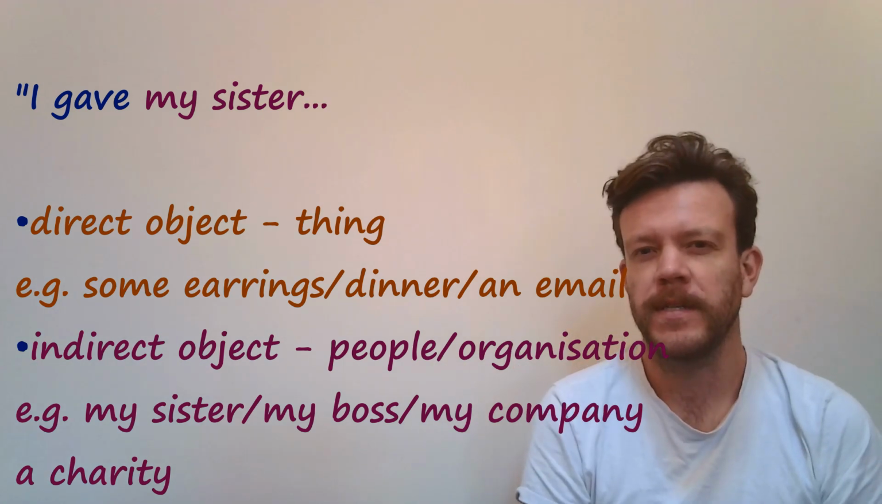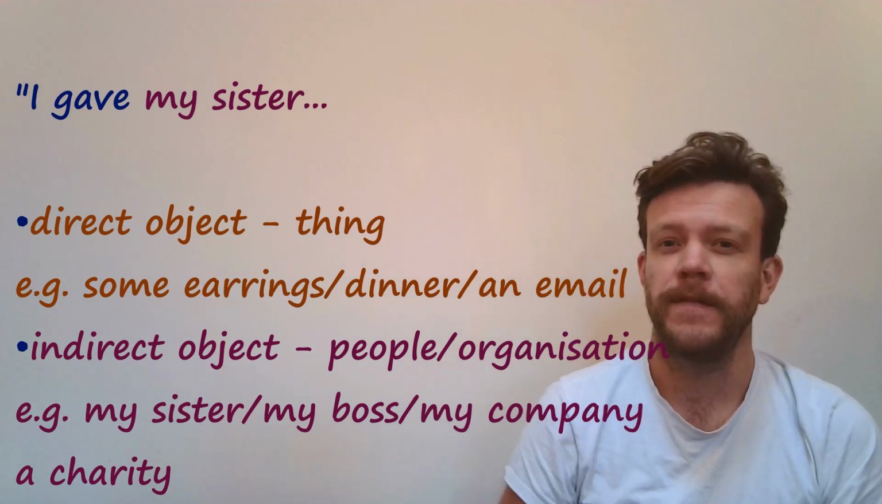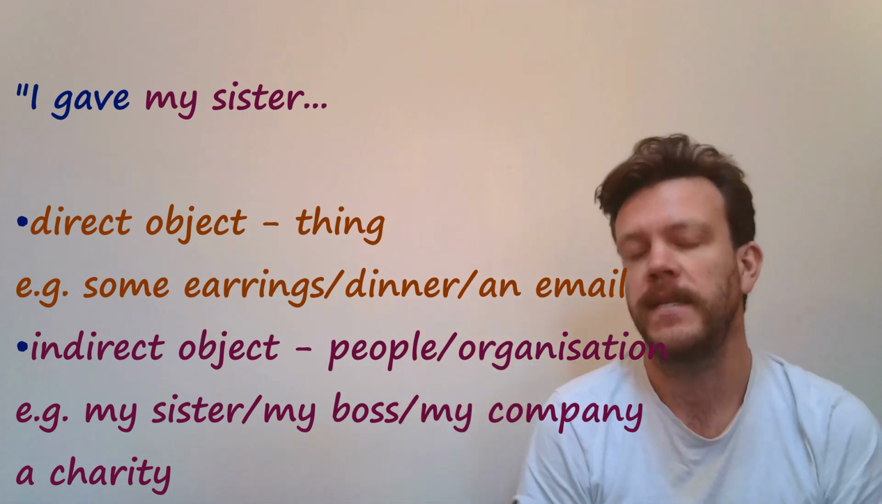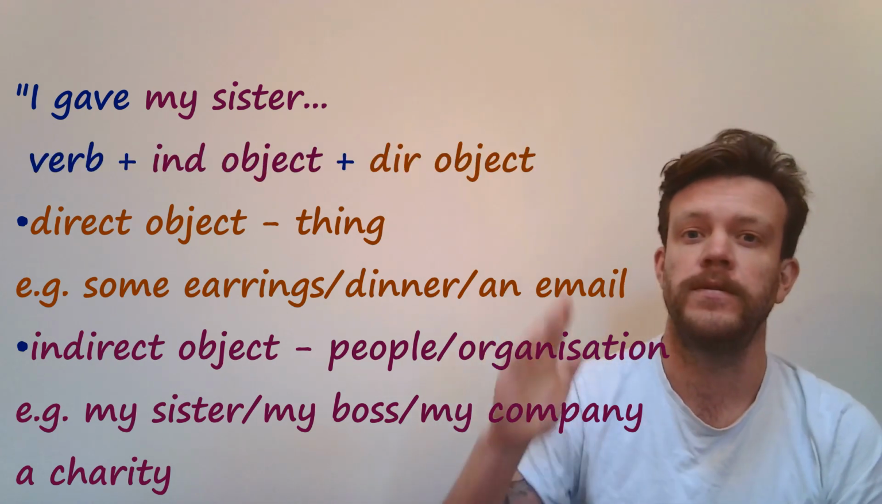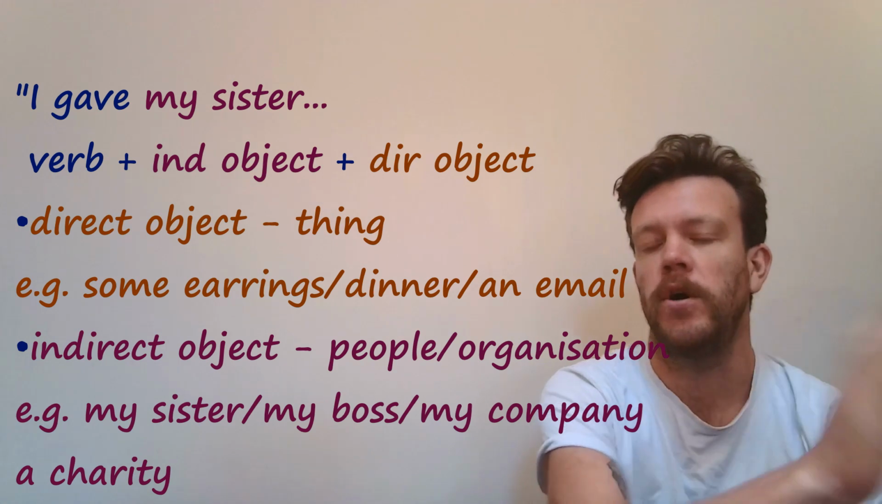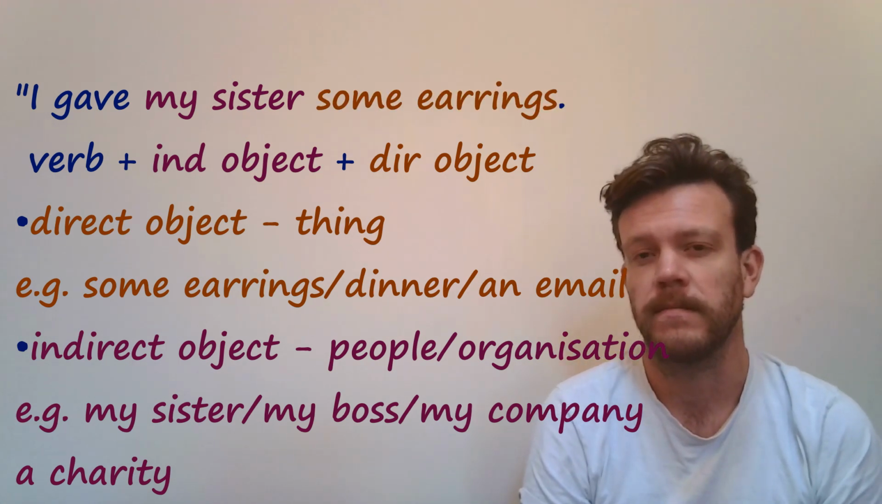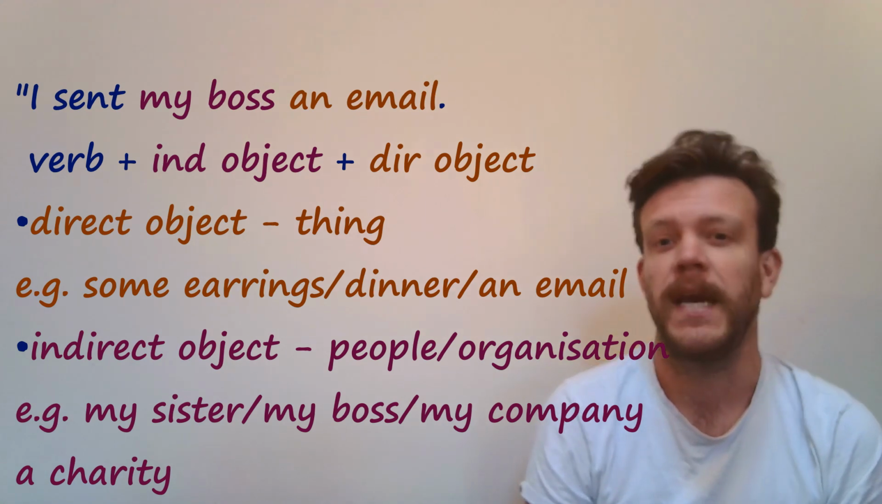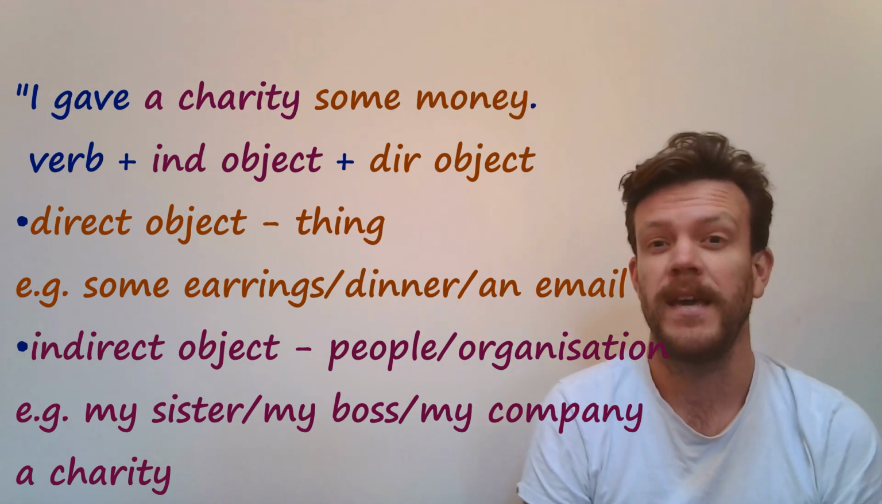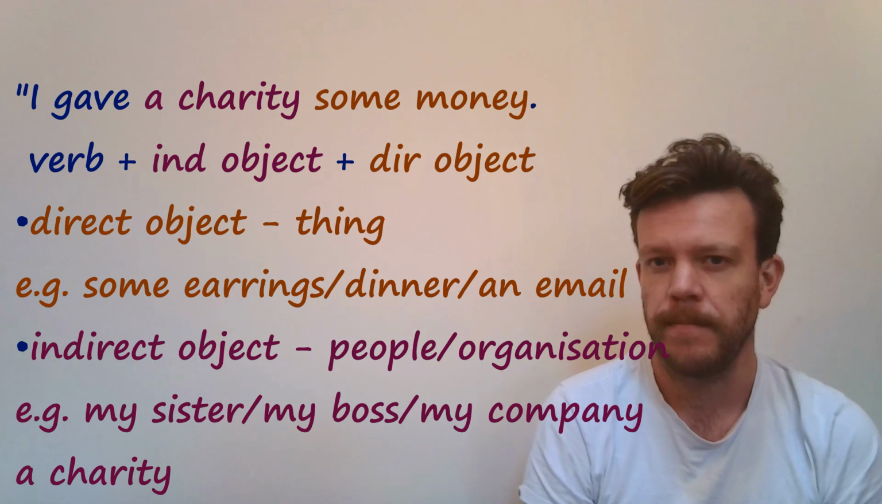And if the person or organization is the first object, it's nice and easy. We just use verb, object, object. I gave my sister some earrings. I sent my boss an email. I gave a charity some money.